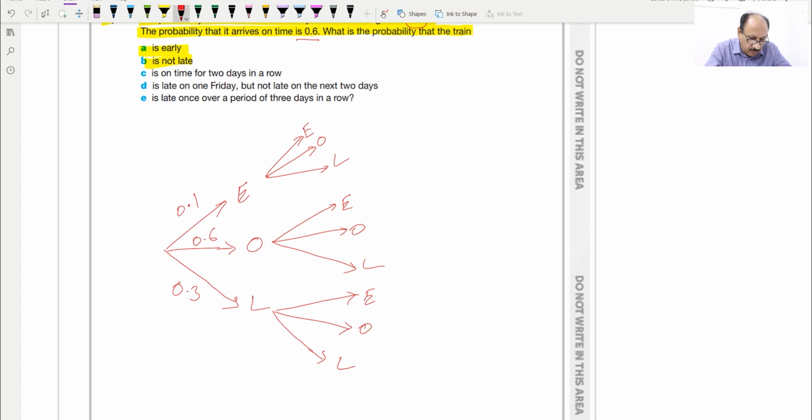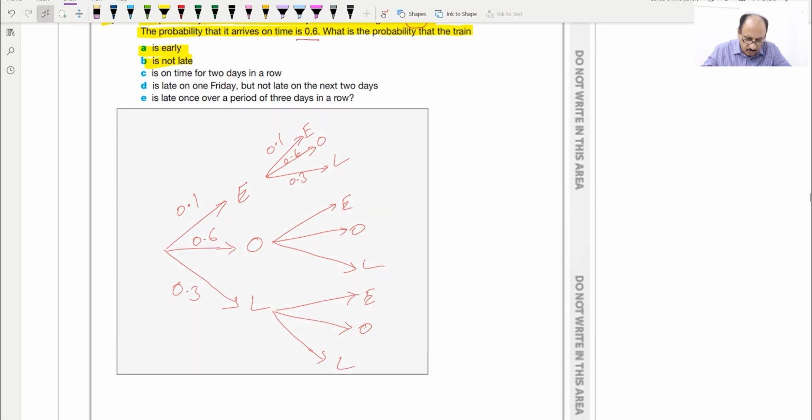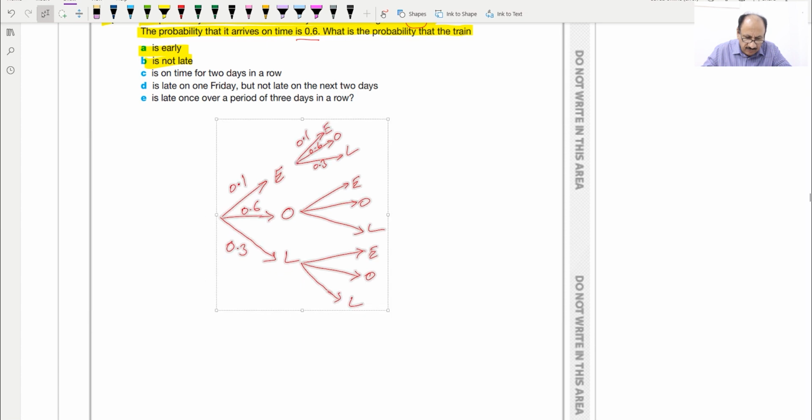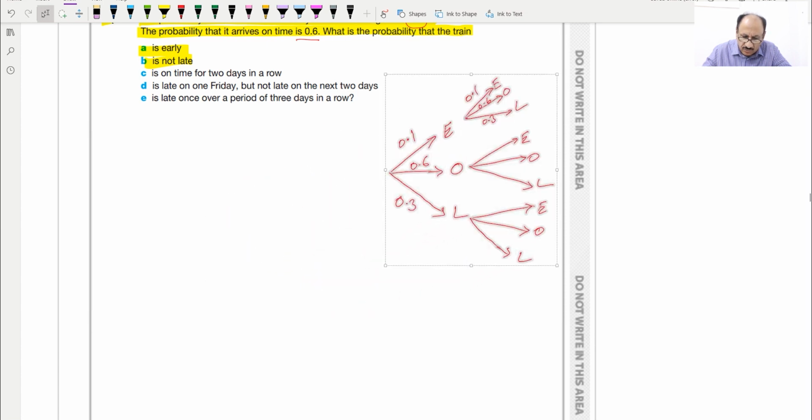Like this will be 0.1, this will be 0.6, and this will be 0.3. So I'm not completing the whole tree diagram, but hopefully you got the concept, and I will keep it here for reference. If required, I will complete this also.